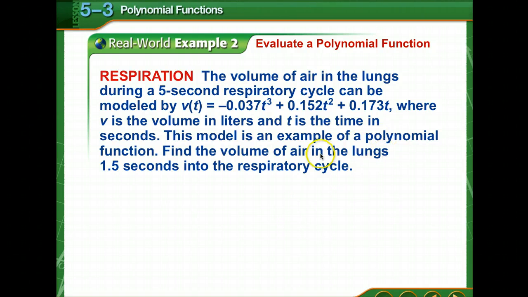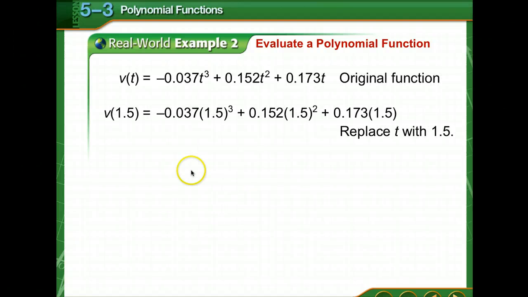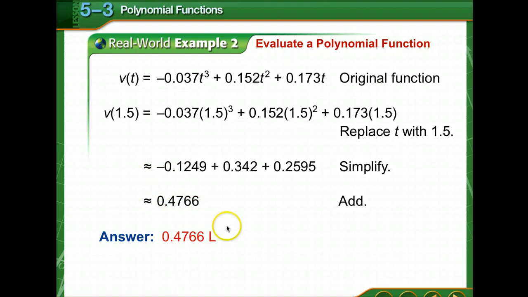All right, we're asked to find the volume of air in the lungs 1.5 seconds into the respiratory cycle. So all we're simply going to do is substitute 1.5 into the function. So the function is for t, so everywhere you see a t, we're going to put 1.5. As you notice, that's what we've done here. Put 1.5 everywhere you see the variable. Now we're going to simplify. 1.5 to the third power times its coefficient, and then we simply add them. So it's approximately equal to 0.4766 liters. So we were just evaluating.